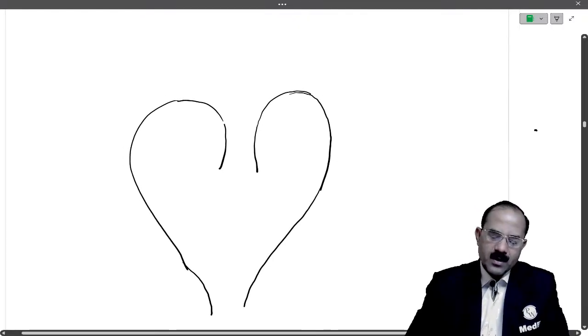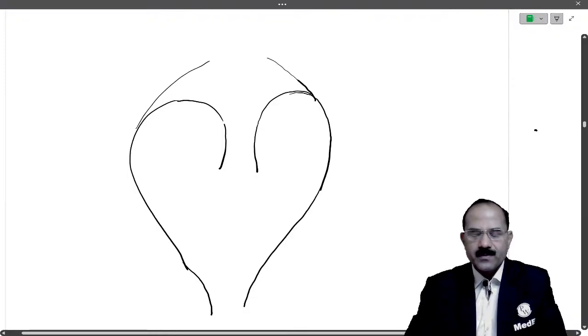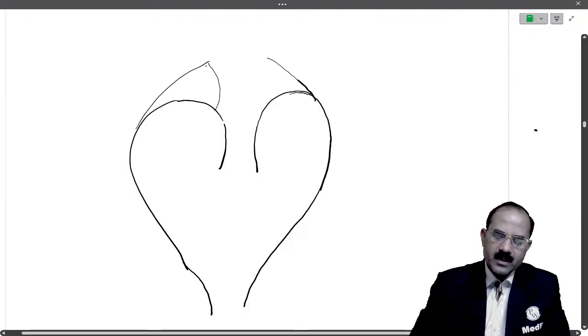Just have a look at this. So I'll just extend this for you. So kitne pharyngeal arches hote hain, bachcho? How many pharyngeal arches are there? 6, no? To begin with, there are 6 pharyngeal arches.